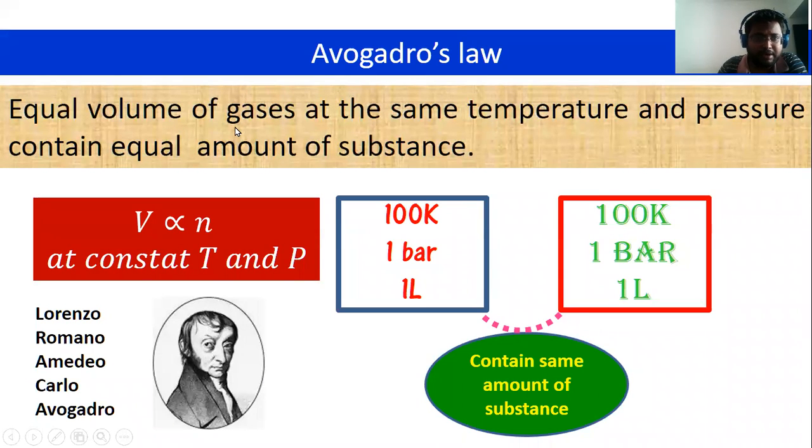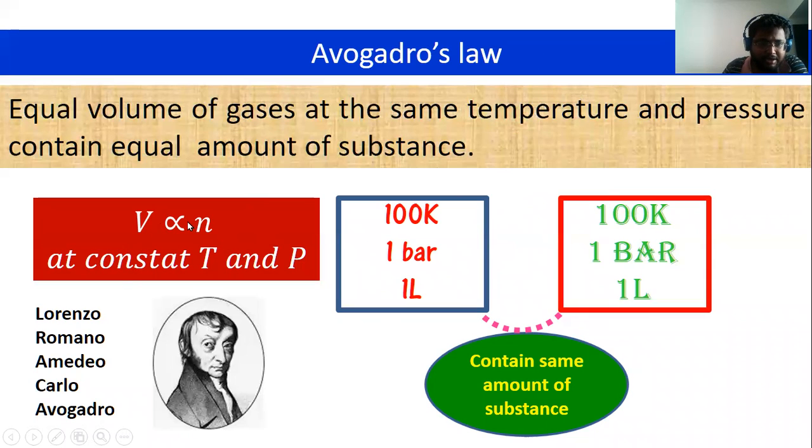What it says: equal volumes of gases at the same temperature and pressure contain an equal amount of substance. Let me explain this. Suppose you have two boxes with some gases, and the volume of this box is 1 liter. This box is also 1 liter. The pressure of the gas in the system is 1 bar, this is also 1 bar, and the temperature is also the same. Under this condition, they contain the same amount of substance. So this is the statement.